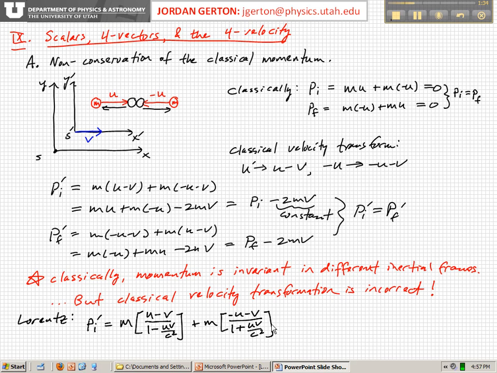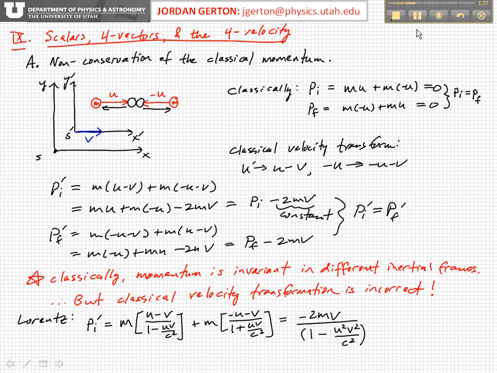Okay, now we can rewrite this like this, and here we see that we have this numerator which is similar to what we had in the purely classical case. But now we have this denominator, and the key thing here is that this cannot be written as the initial momentum in the unprimed frame plus a constant. It can't be rewritten that way.